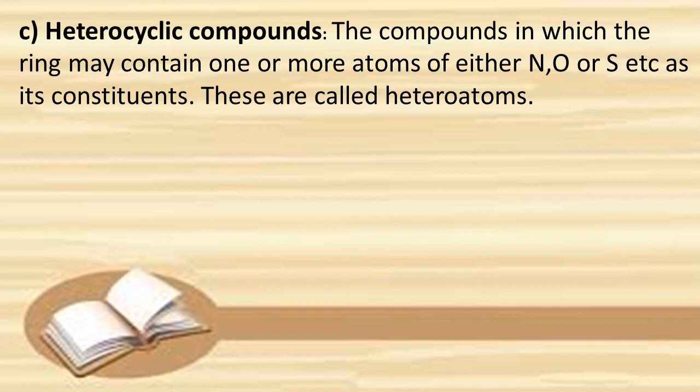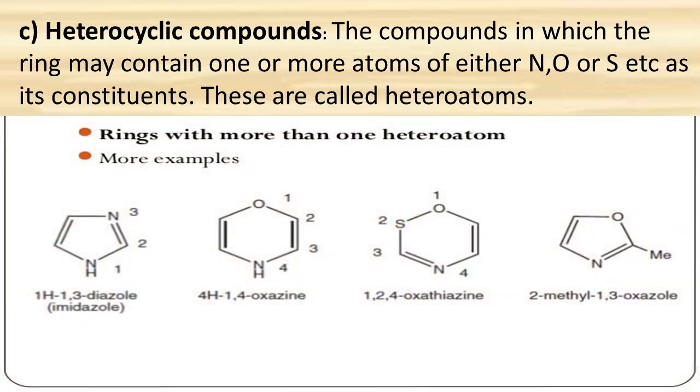Hetero refers to different. If any atoms other than hydrogen are present, we call them heteroatoms, and that group of compounds is referred to as heterocyclic compounds. Now you can see the structures under the category of heterocyclic compounds, like 1,3-diazole, 1,4-oxazine, 1,2,4-oxathiazine, 2-methyl-1,3-oxazole. These are some of the structures of heterocyclic compounds, given in the skeletal form of the carbon attachment.